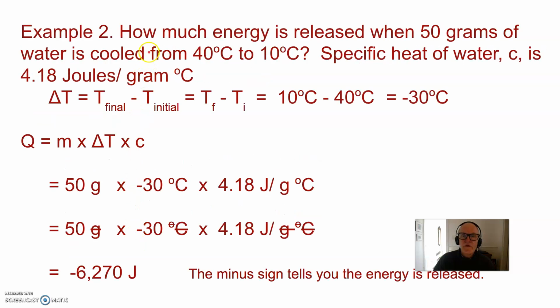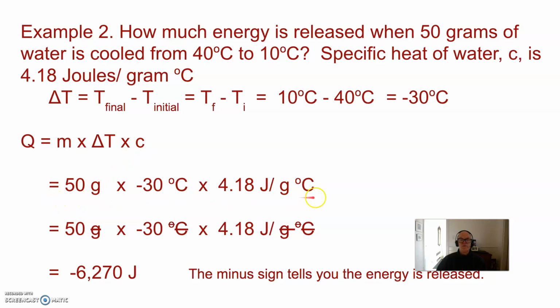All right, there's another example. How much energy is released if 50 grams of water is cooled off from this initial temperature to this final temperature? Again, the specific heat of water is 4.18 joules for every gram degree Celsius. Here's the calculation of delta T. In this case, delta T is negative. That's important. The amount of energy transferred equals mass times the change in temperature times the specific heat.